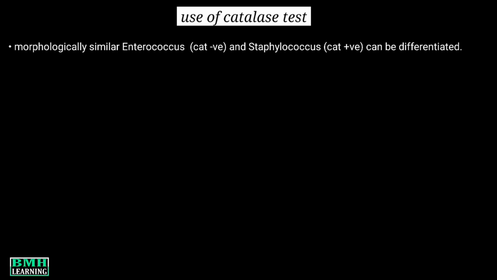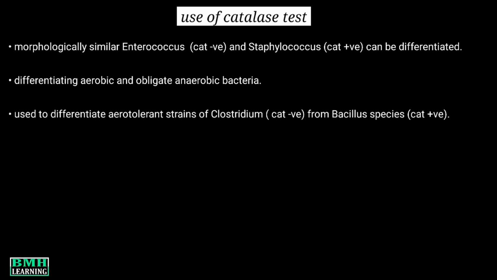Morphologically similar Enterococcus and Staphylococcus can be differentiated. The test is also valuable in differentiating aerobic and obligate anaerobic bacteria. The catalase test is generally used to differentiate aerotolerant strains of Clostridium from other species.